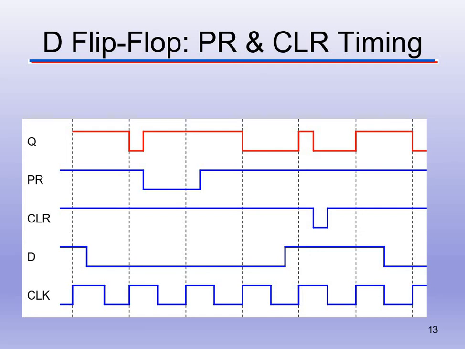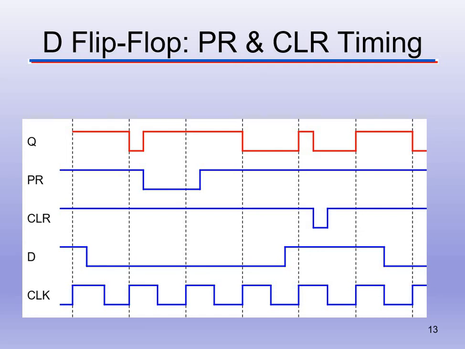But then we hit the rising edge of the clock. Q is going to follow D. Since D is at 1, Q will go to 1. Then if we look at the next rising edge of the clock, nothing's happening with preset or clear when the clock is changing. So Q is going to follow D. Since D is at 0, Q will go to 0.